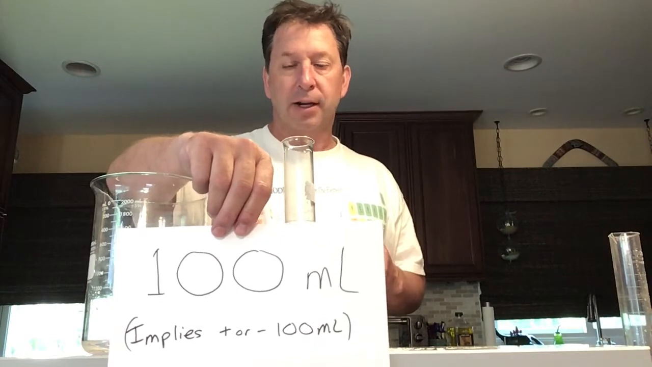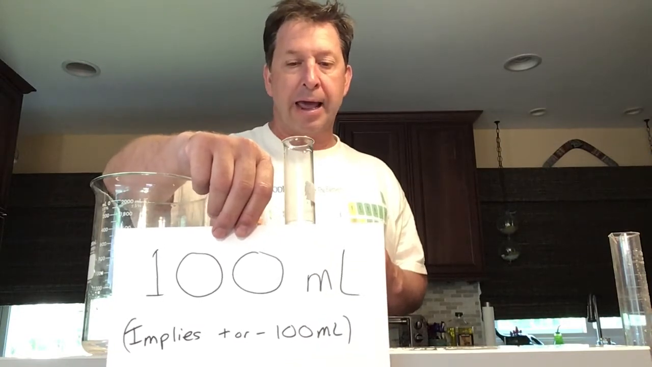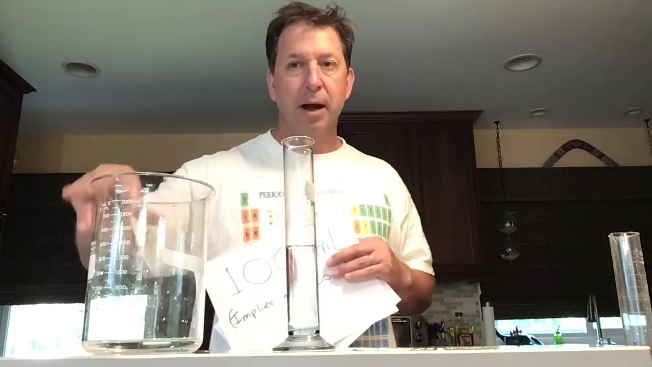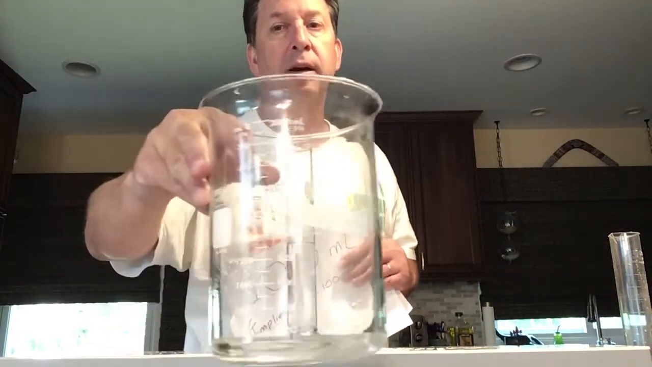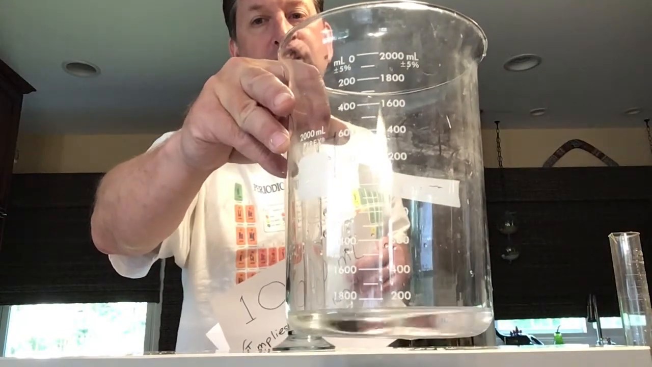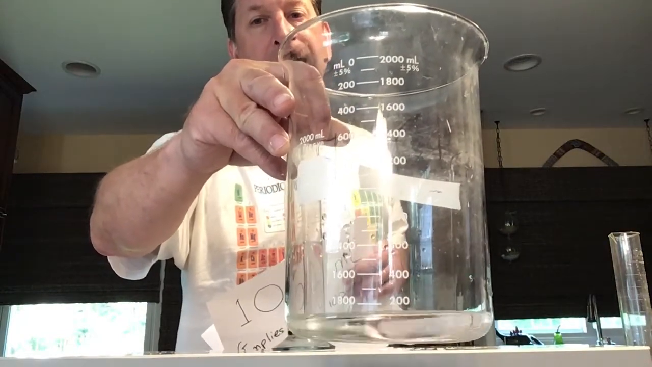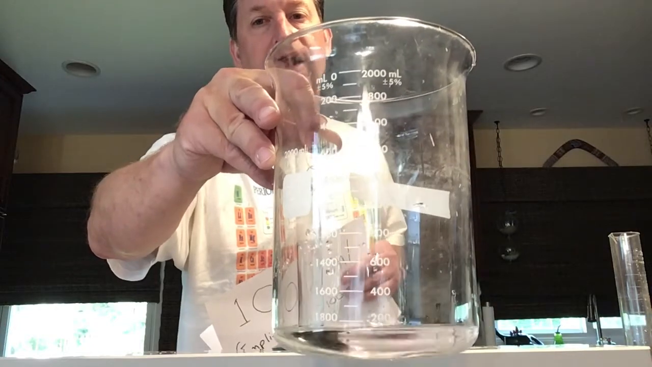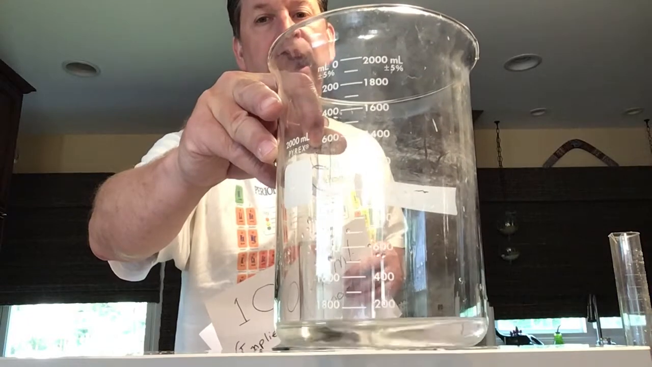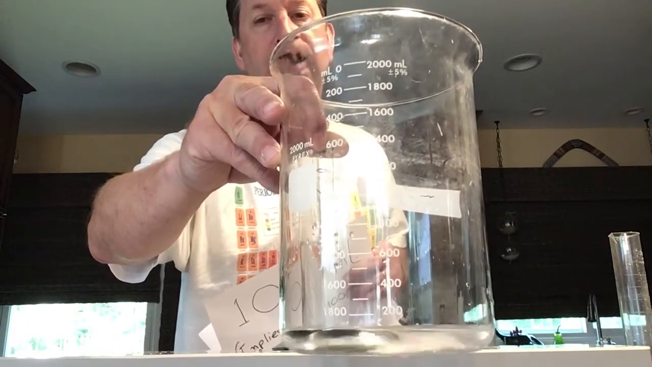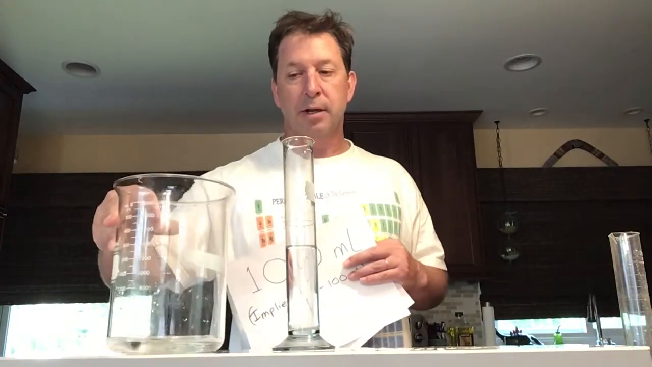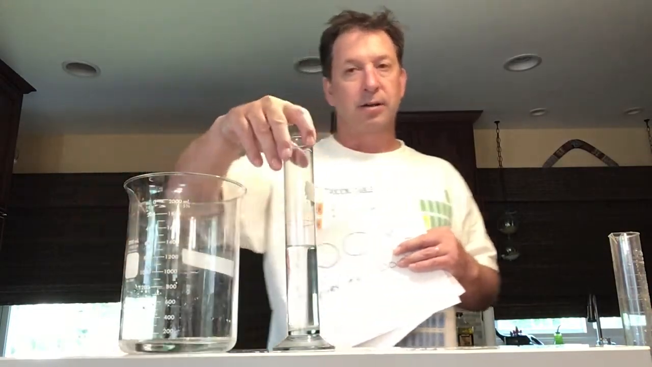What we have is two different containers, and the 100 milliliters means you could be off by a fair amount. So I have a large beaker, and you can see the readings. There's a 200 on the bottom, and then there's a 400 and a 600. Each one of those lines represents about 200 milliliters, and this is about halfway up the 200 milliliter mark. So this is about 100 milliliters inside of a large 2,000 milliliter beaker.